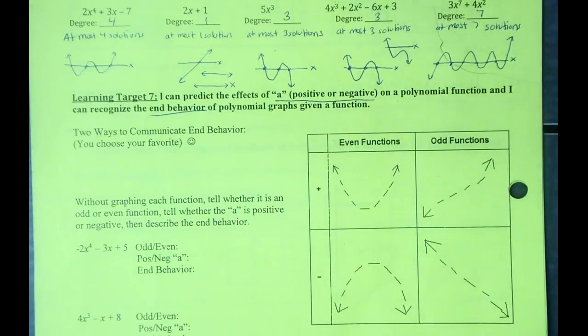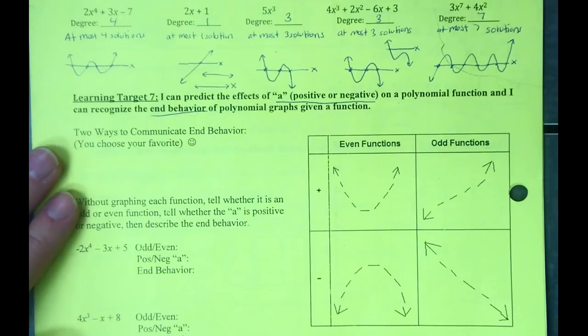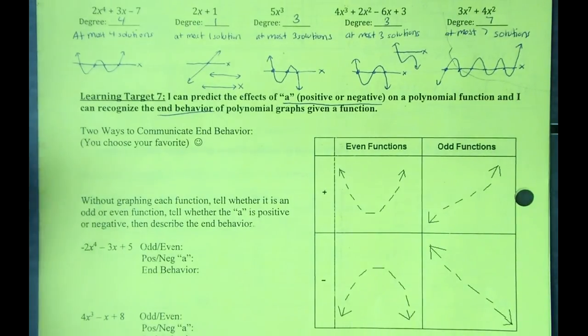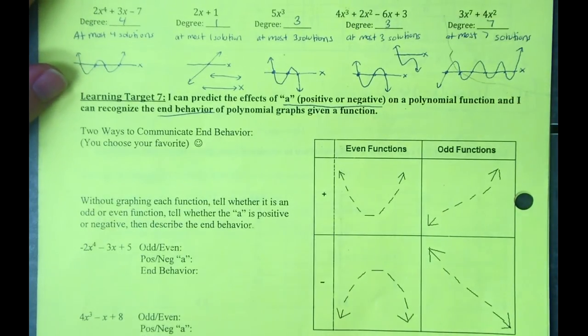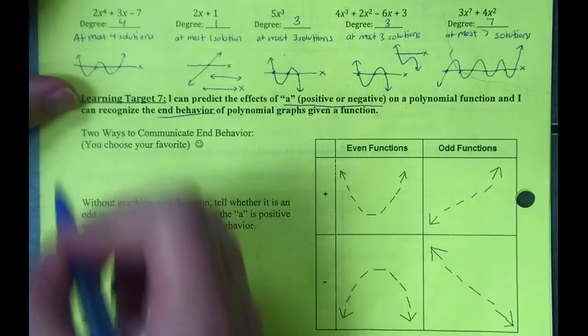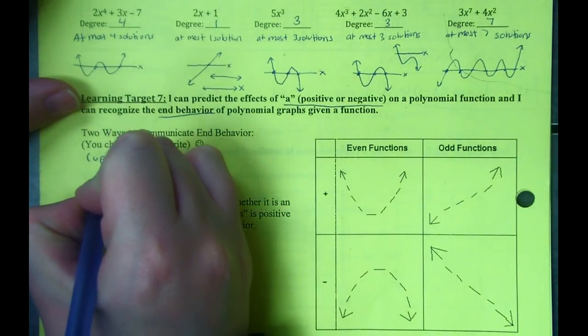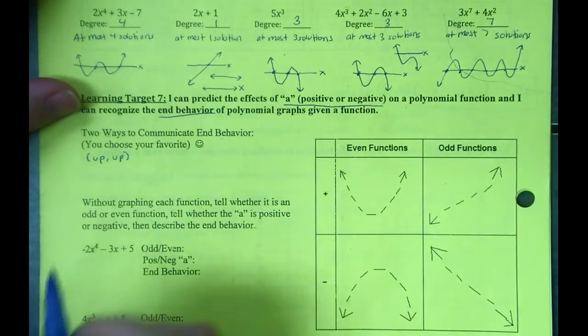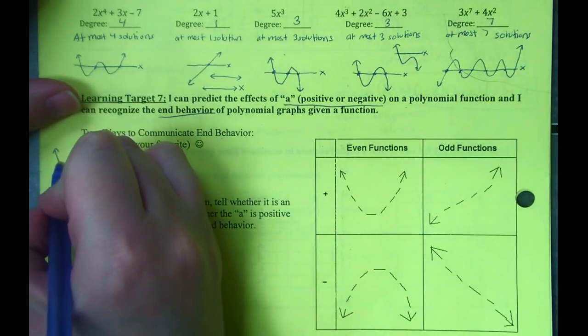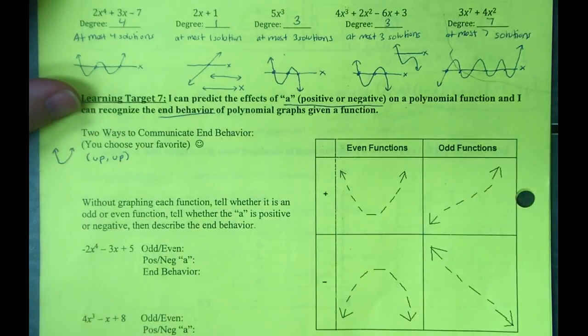So end behavior is exactly what it sounds like. It's how the function behaves at the end. Is it going up or is it going down? There's two ways to communicate that. You can either communicate that with words or you can communicate that with arrows. So you could say up, up. That means it goes up at one end and up at the other end.